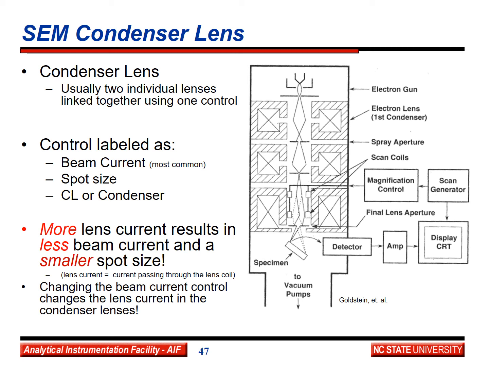The control is typically labeled beam current, although it could be labeled spot size, CL, or condenser, especially in old school microscopes. As we increase the current through the lens, the current in the beam decreases and we get a smaller spot size. It's important to keep the current straight in your head. Lens current is the current that's passing through the coil lenses, and that changes the electromagnetic field strength. Beam current is the number of electrons that strike the sample per unit time.